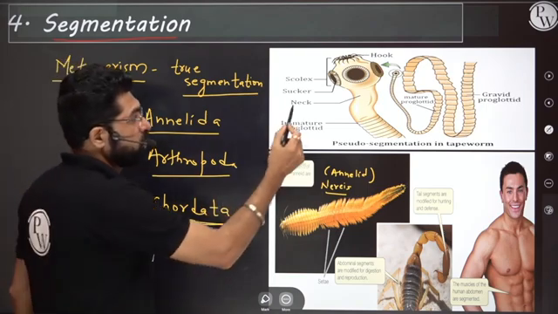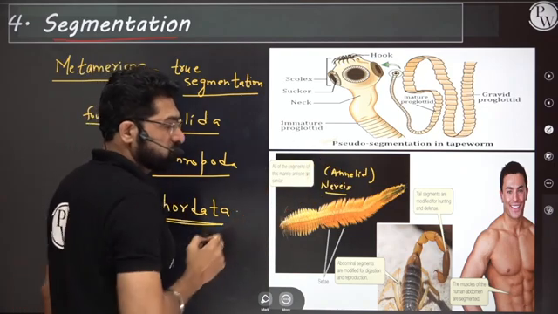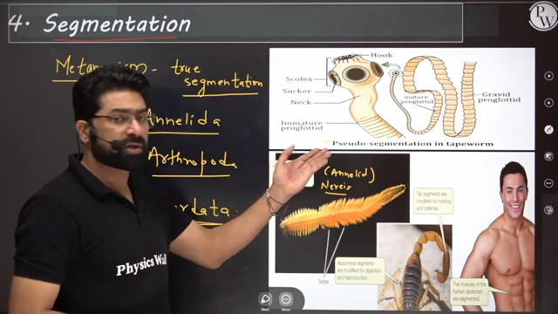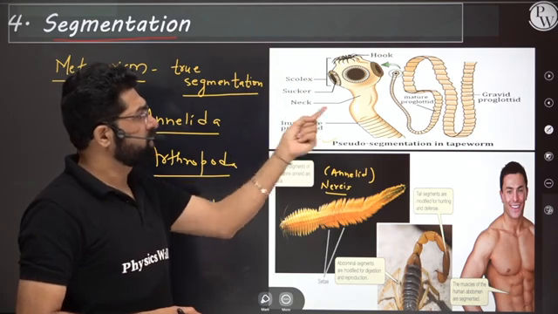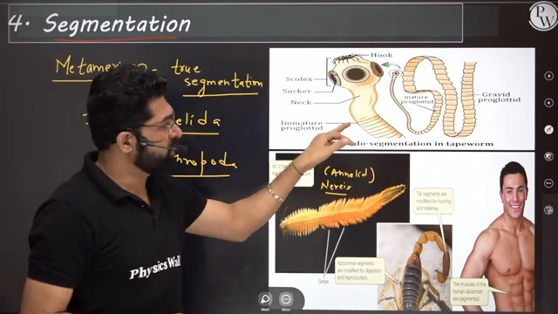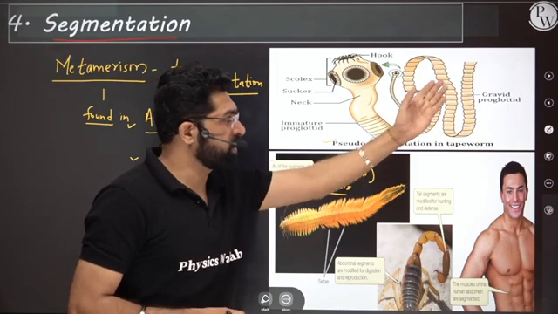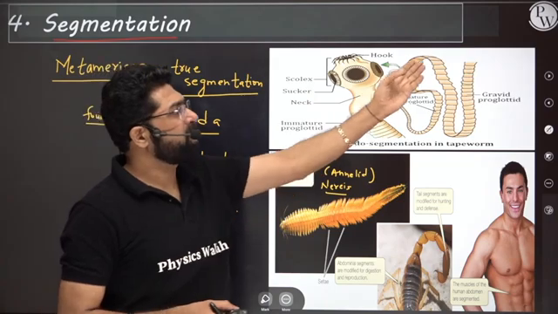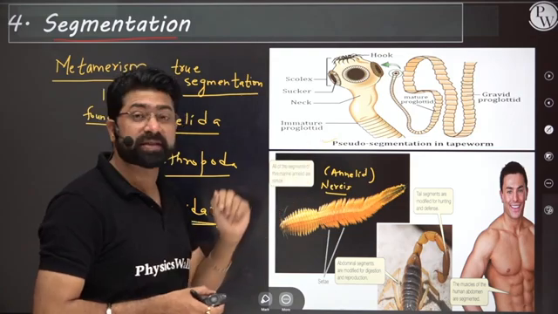But now here you can see one more diagram. That is pseudo segmentation, that means false segmentation. Why is it called false segmentation? You can see segmentation here also. This part is called the scolex. This is the neck, and the rest is called the strobila. In the strobila, you can see segmentations like immature proglottids, mature proglottids, and gravid proglottids. So still you can see some kind of segmentation externally. But here it is false segmentation.